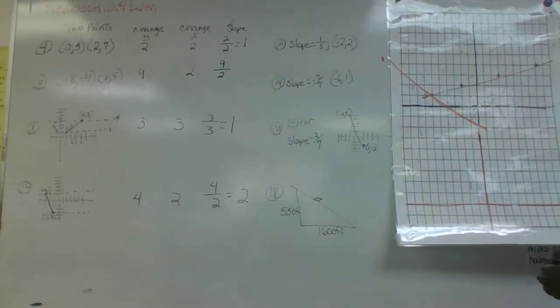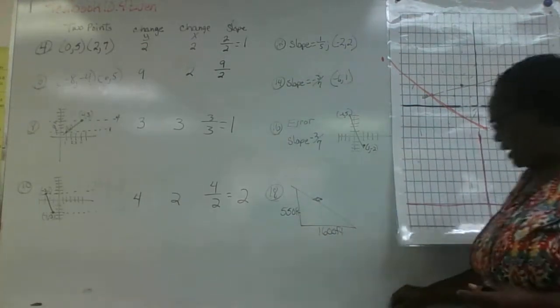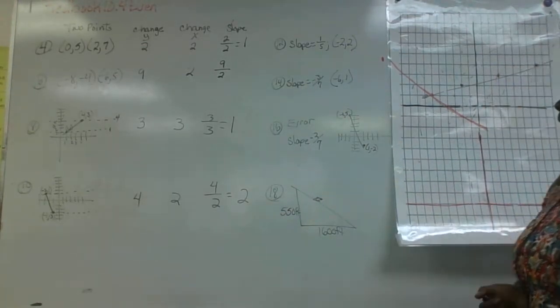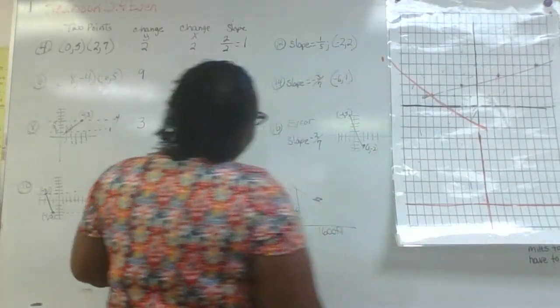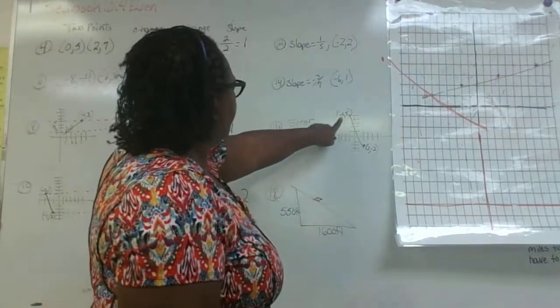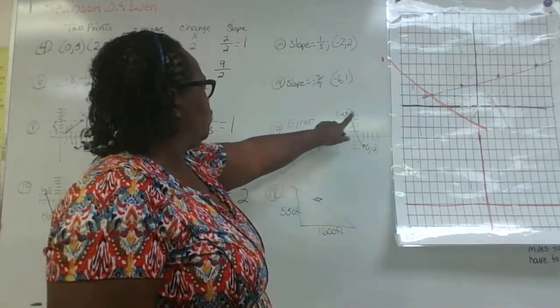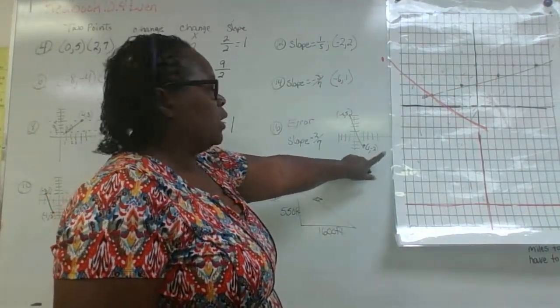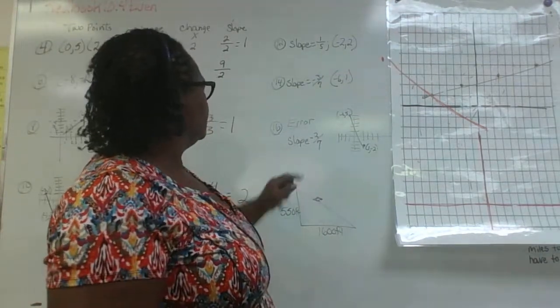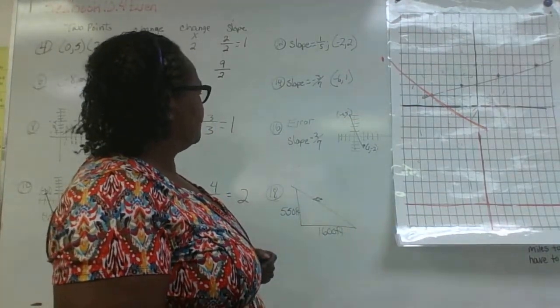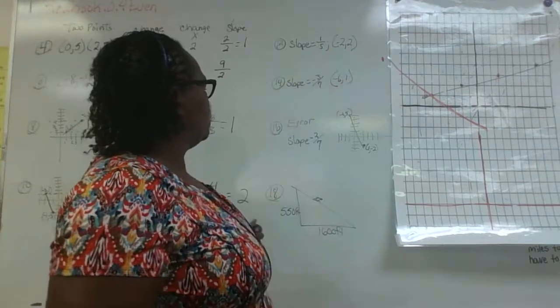All right, we're going to use green for number 16. It says that we have the coordinates negative 5, negative 1, and then 5, negative 2, and it told us that our slope was negative 2 over 7. And so the question is, what was the mistake?